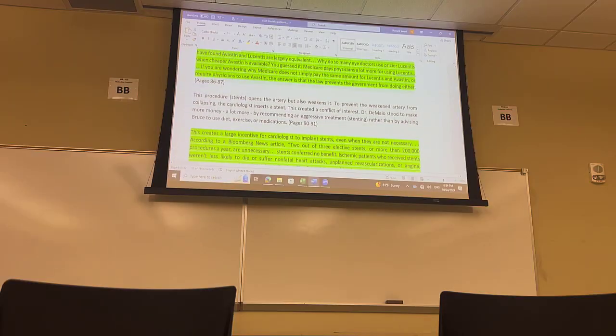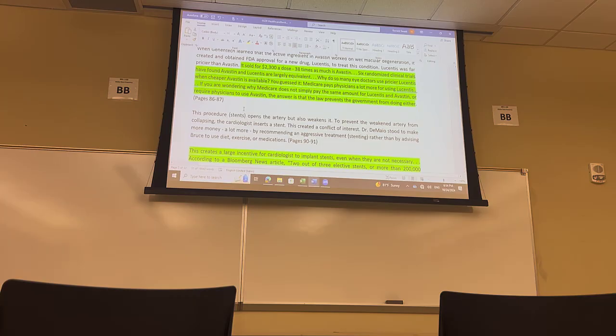Yeah, that's an interesting one. All right, this one, probably not believable, but I'm trusting them to have it correct. It sold for $2,300 a dose, 38 times more than the competitor. Six randomized clinical trials found this drug and the other drug were largely equivalent. Why do so many eye doctors use the more expensive drug? Because Medicare pays physicians a lot more for using that drug.